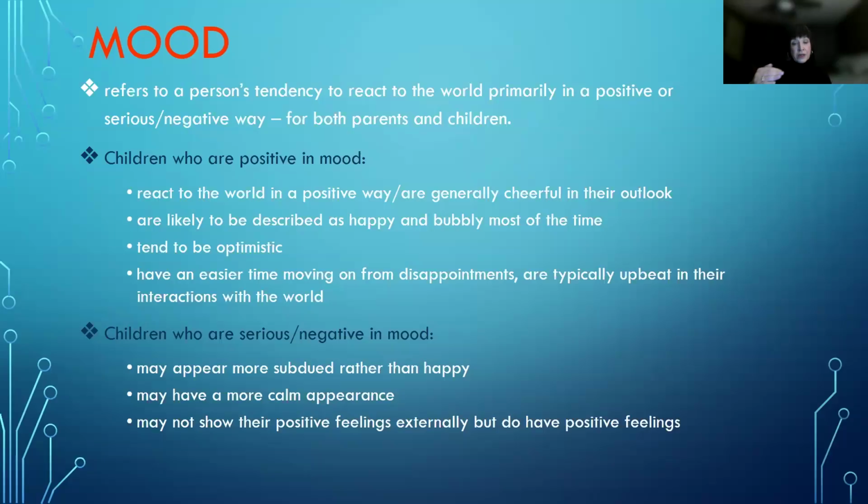A child who is more serious, which is the way I tend to like to think of it, versus negative, but maybe they're that half empty person, the glass is half empty, they might appear more subdued. And we've talked about that in other of the 9 traits of temperament. They might be more subdued. It might not look like they are happy when they are happy. They might seem very calm, even solemn. We've talked about that as well. And they might not show their positive feelings, even if they're having positive feelings.